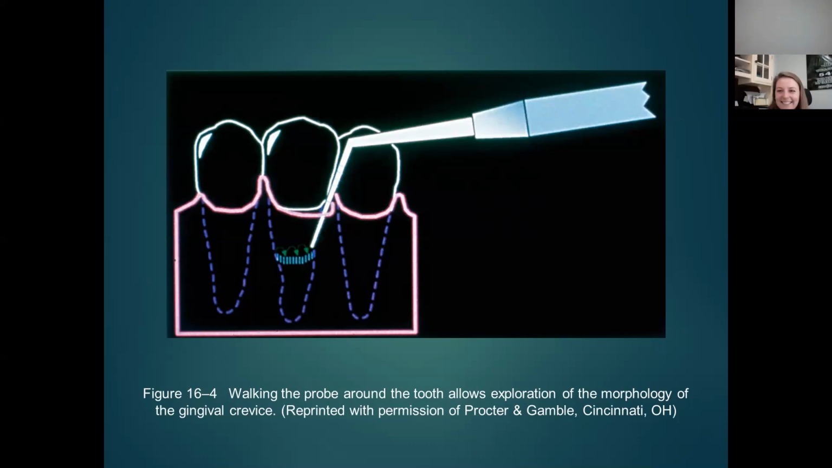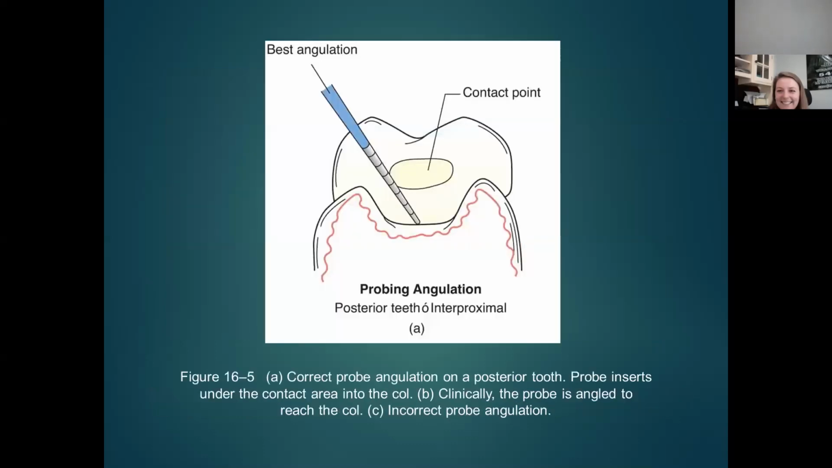But as you know, you're making small walking strokes of about 1 millimeter, and you're bobbing up and down and up and down. You're staying in that pocket the entire time. You are angling the probe interproximally to get to the center of that col area, and then you're straightening up the probe as much as you can.